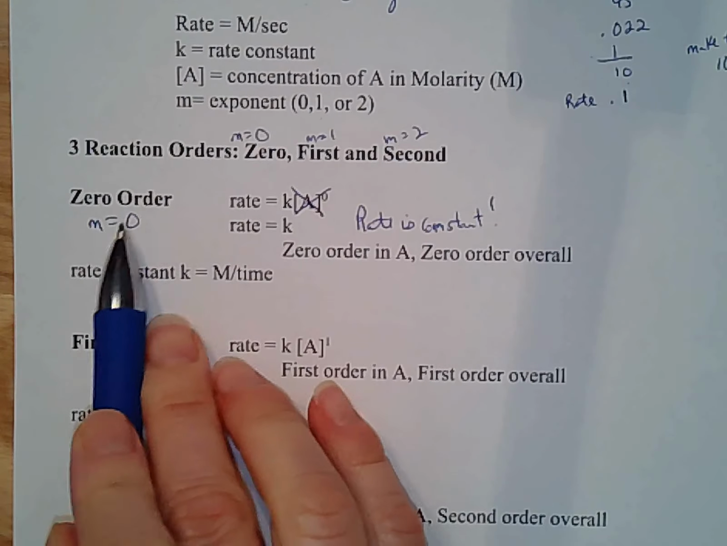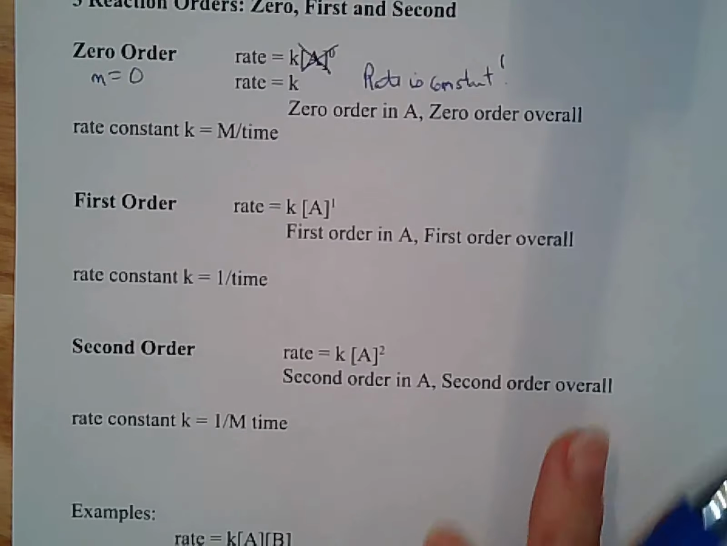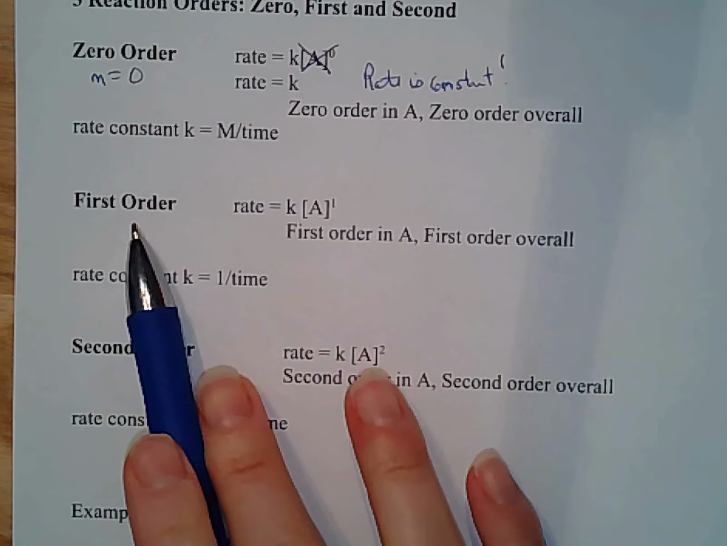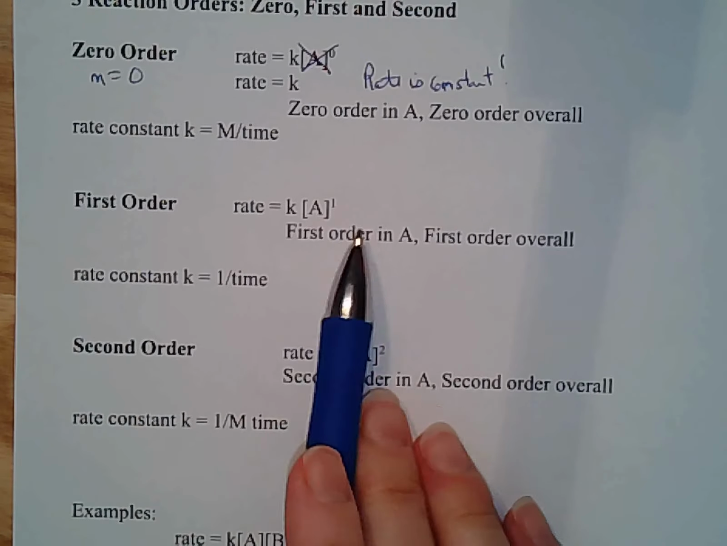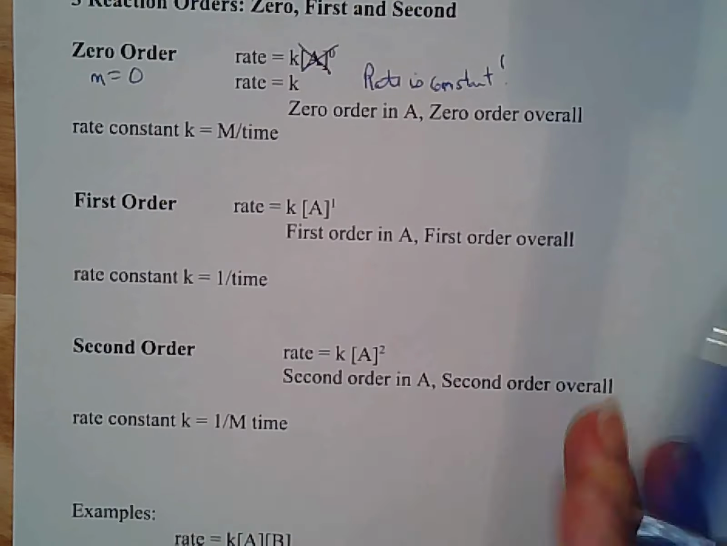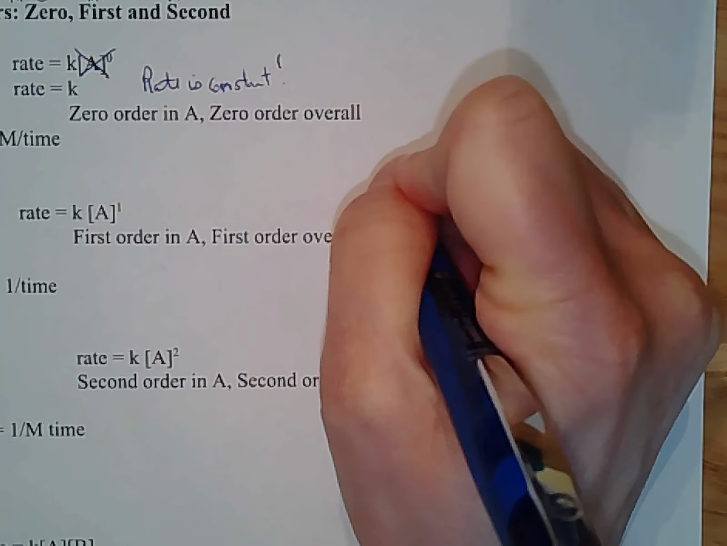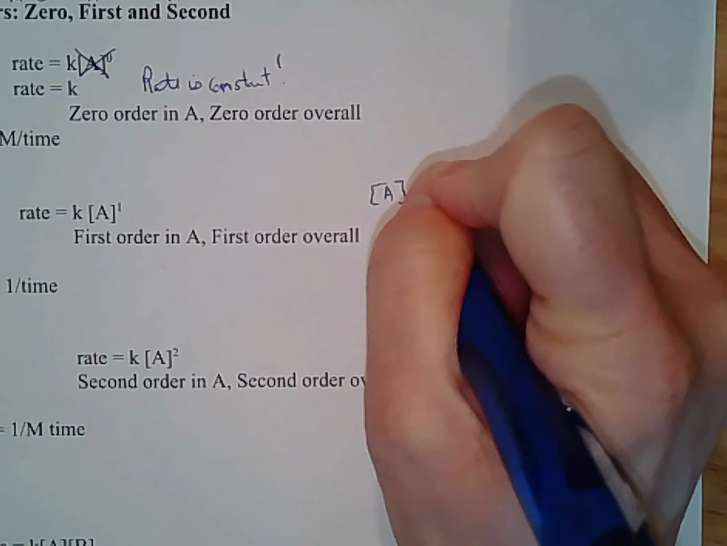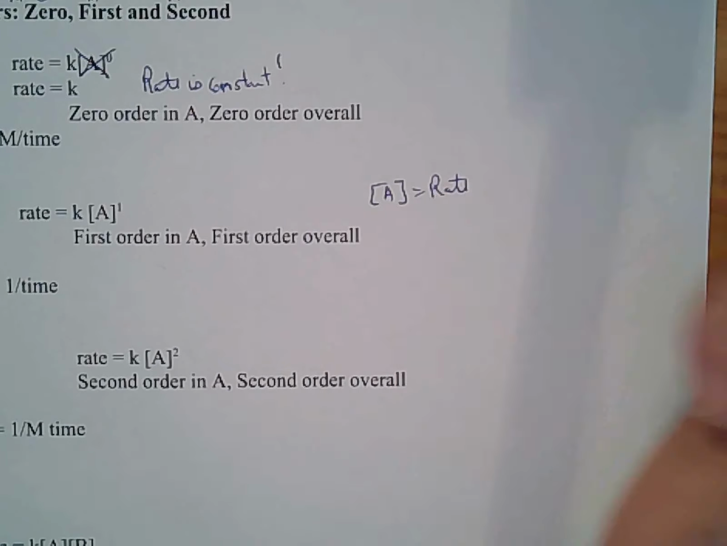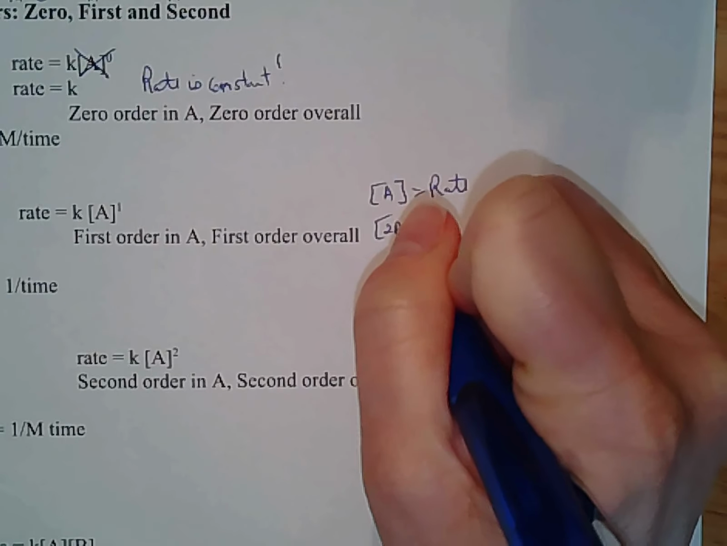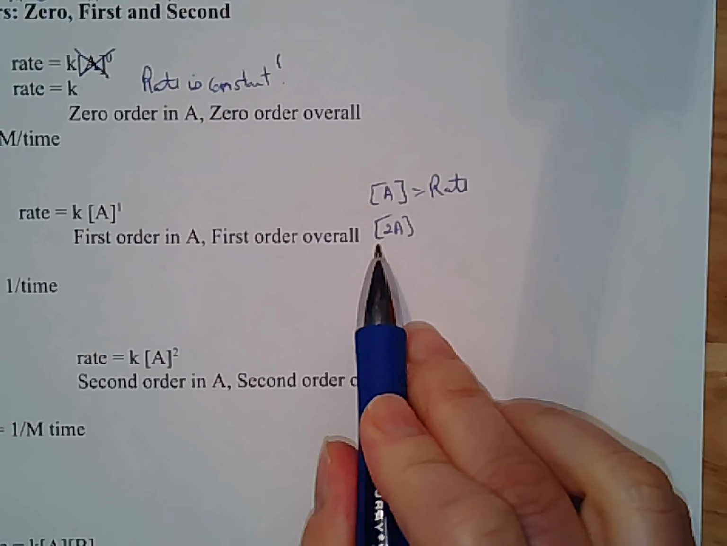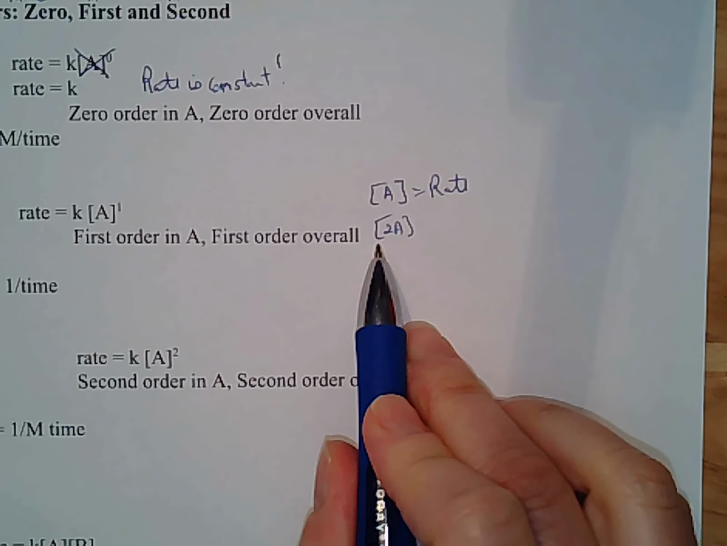So again, 0 order is going to be the exponent is 0. If the exponent is 1, it's called a first order reaction. And so how this works is the following. I'm going to write some data over here. So if I have a concentration of A and I have a rate, if I double the concentration of A, what I'm going to do is write 2A in the brackets.